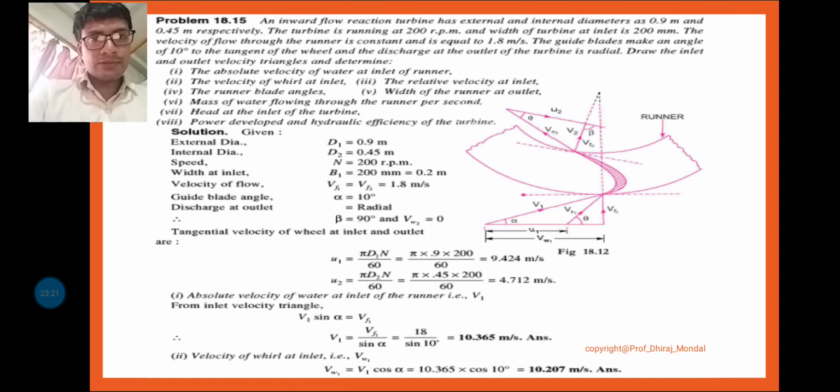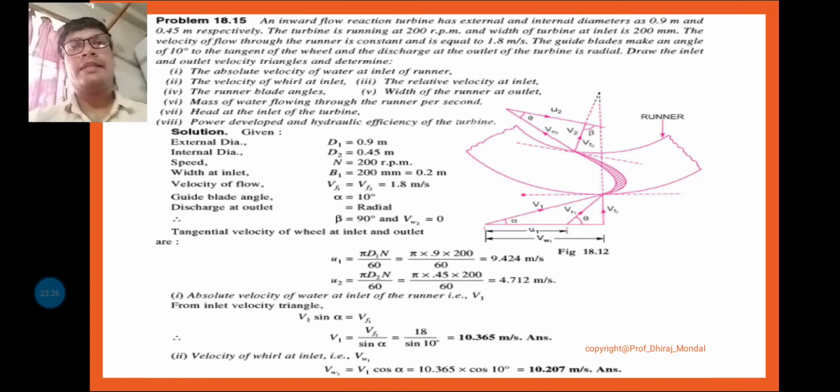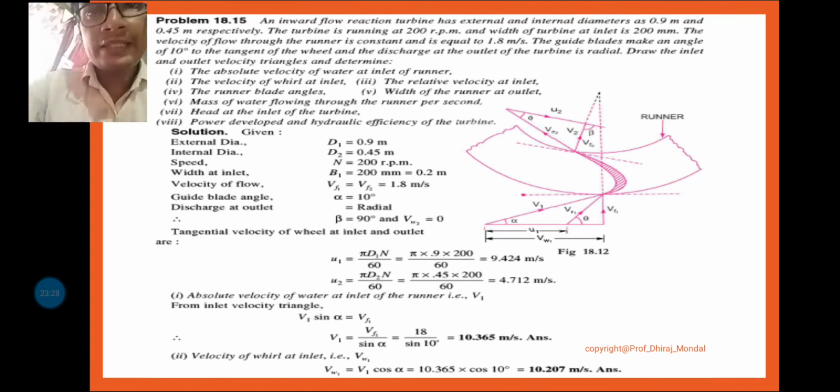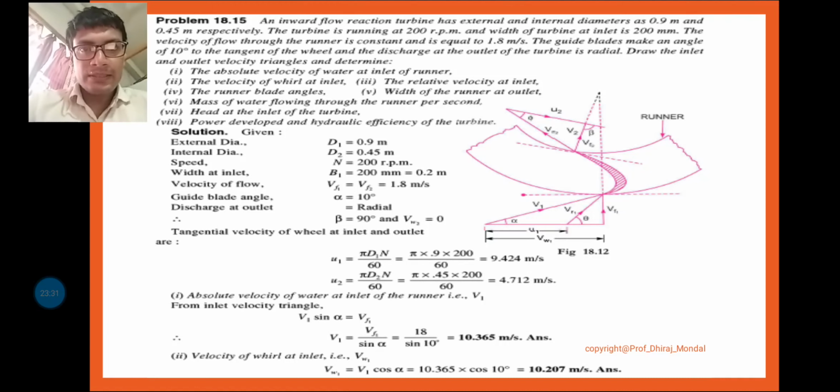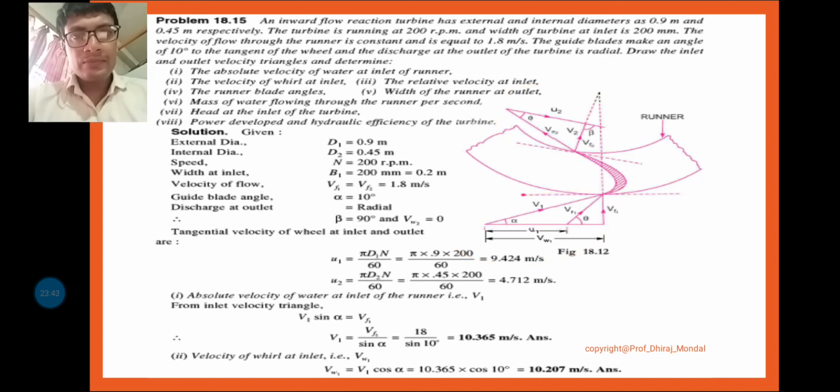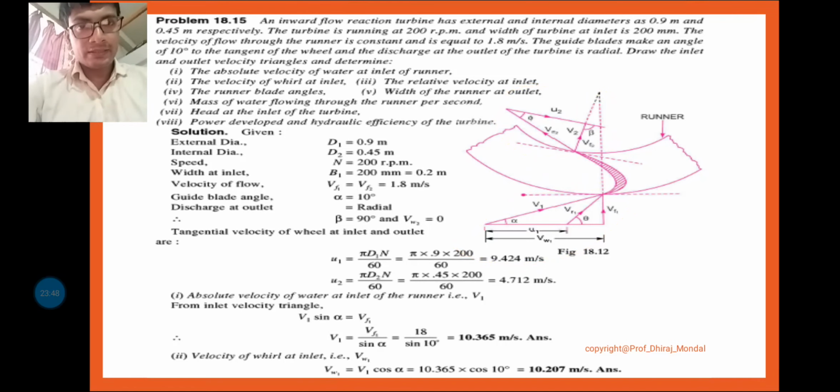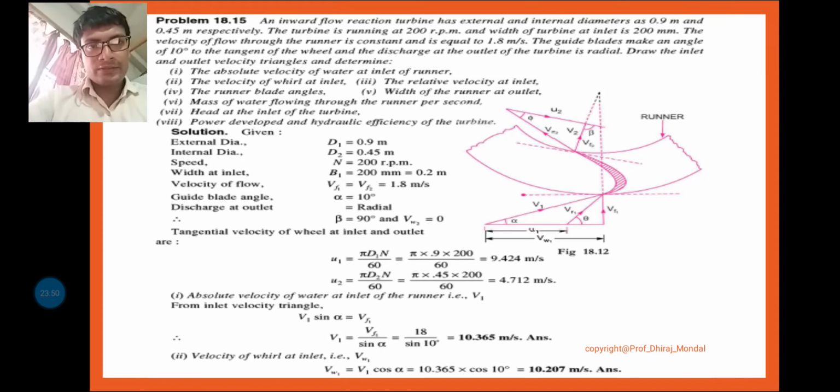So this is your question. Now you need to find the answers to these 8 questions. First of all, write down the given data. You can see the velocity triangle for inlet and outlet here. The external diameter D1 is equal to 0.9 meter, the internal diameter is 0.45 meter, and N is equal to 200 rpm.